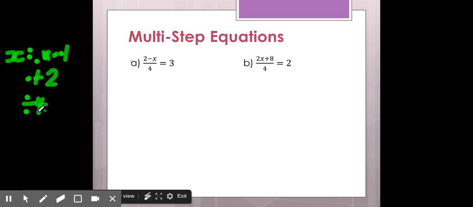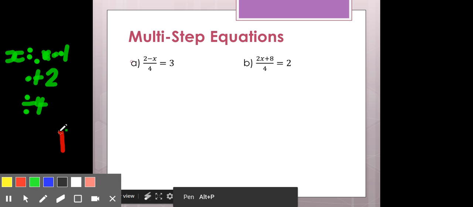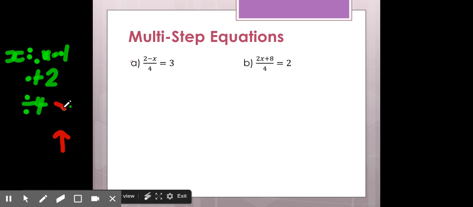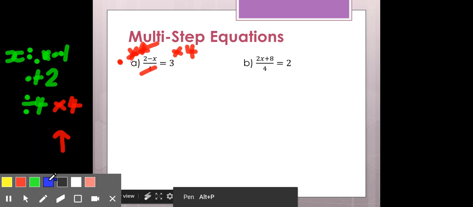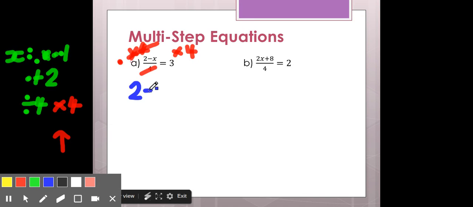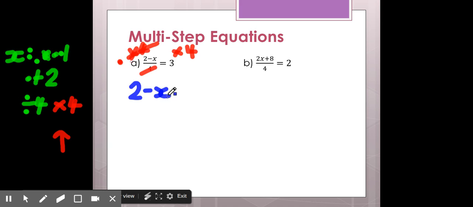So let's work these things in the opposite direction. Instead of dividing by 4, we're going to multiply by 4. So 4 times 4. So that's not very clear there. This 4 will cancel with this 4, which is going to leave us with 2 take x equal to 3. So that step is done.